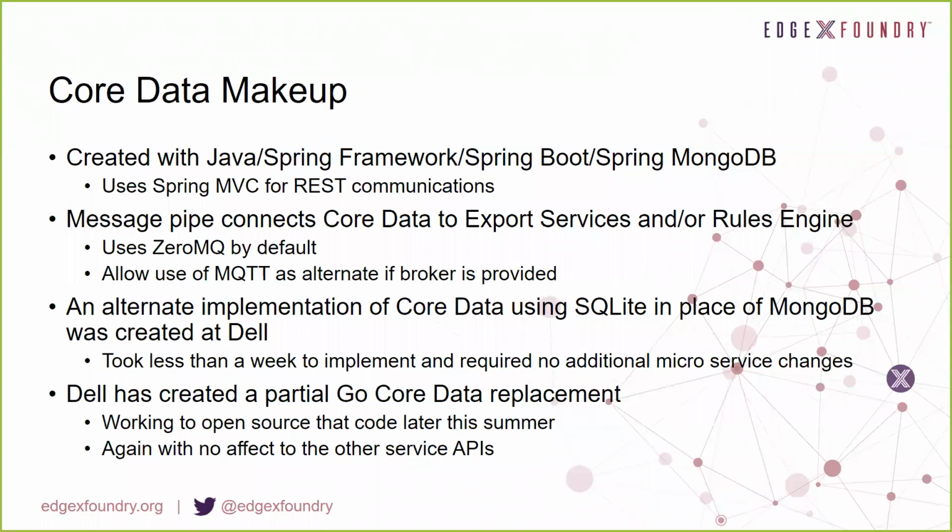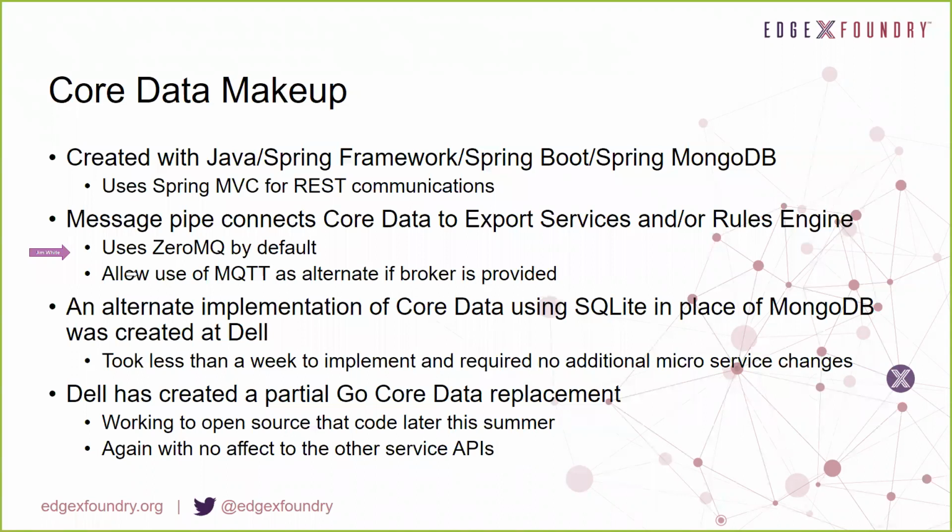There is a message pipe that does connect core data to the export services that I mentioned before. In particular, by default, we use 0MQ to get the data pushed up into the northbound application sets, which include the export services and things like the rules engine. When we initially built core data, we actually used a broker on the platform and had core data use MQTT to export the data out. That scaffolding is still there. You can switch between 0MQ and MQTT very quickly with a configuration change.